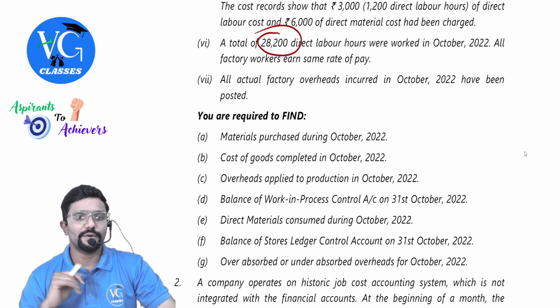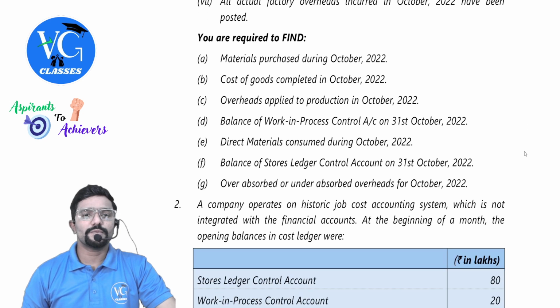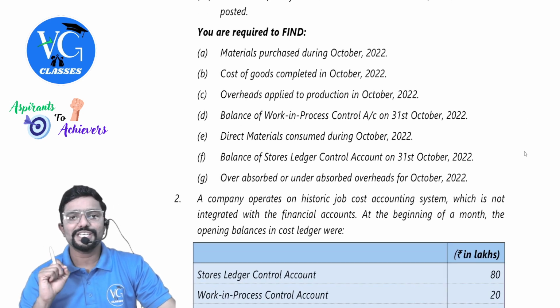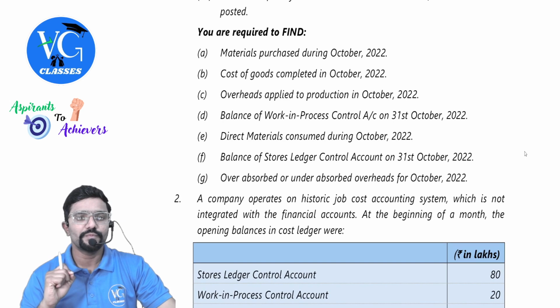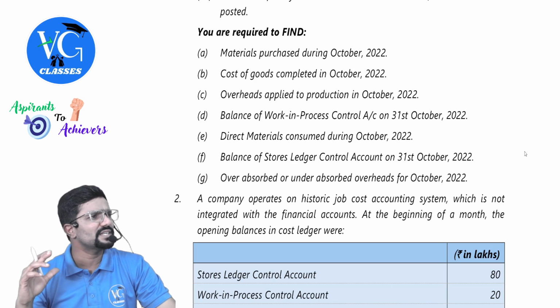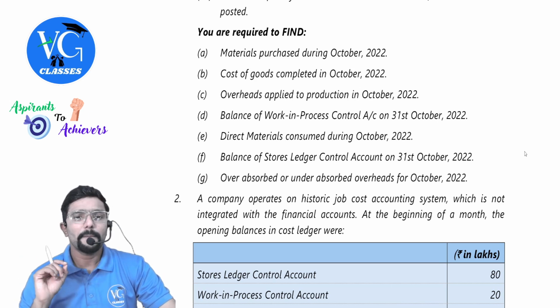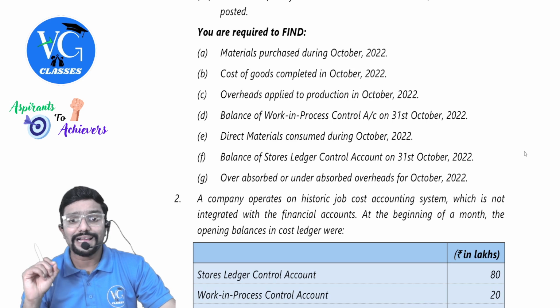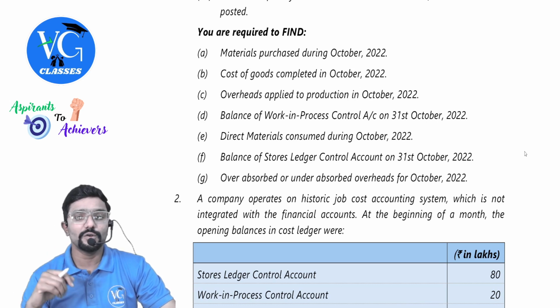Okay, what are you supposed to calculate? Materials purchased during October 2022, cost of goods completed in October 2022, and overheads applied to production in October 2022. Overheads applied to production is nothing but absorbed. Balance of work in process account on 31st October, that is the closing stock.